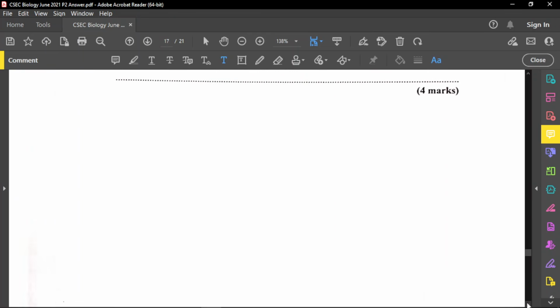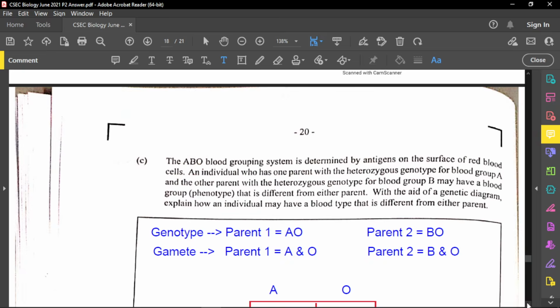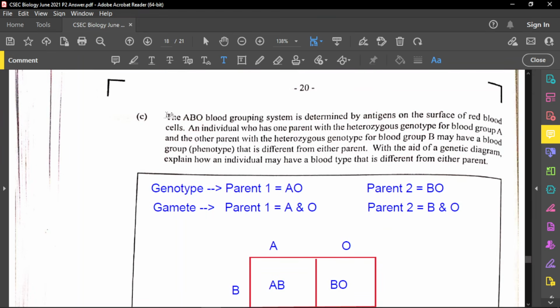All right, and so let's go into our next part of our question right here. For this one, it said the ABO blood grouping system is determined by antigens on the surface of the red blood cells. And if you want to learn about the ABO blood group system, I have a series of lessons on that in terms of all the different antigens that are present on the red blood cells to make them a certain blood type and so on. So you can go through those and you'll see the lessons that are presented on that.